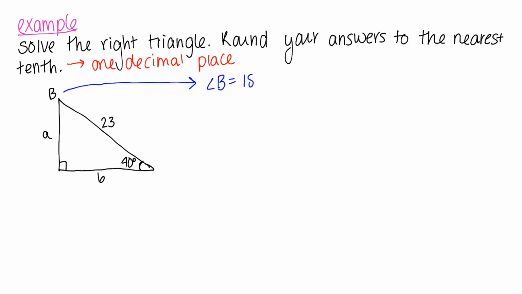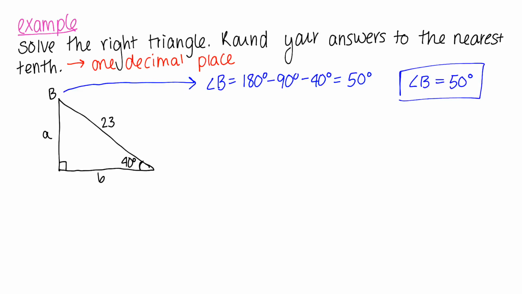There are 180 degrees in a triangle. 90 of those degrees are taking place down here, and then there's 40 degrees right there, and whatever's left over, that's what angle B has to be. So angle B is 50 degrees. 180 minus 90 minus 40. So angle B equals 50 degrees. Go ahead and write it, box it, we're good. So we found angle B.